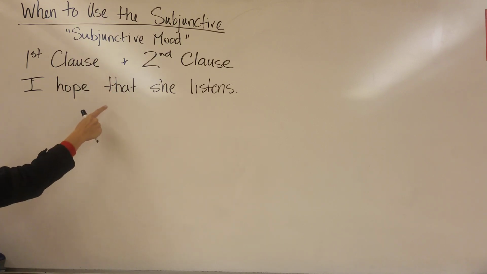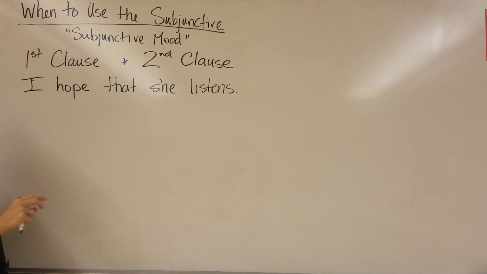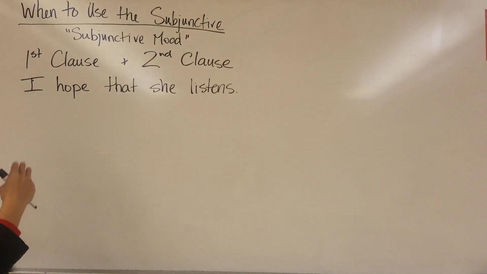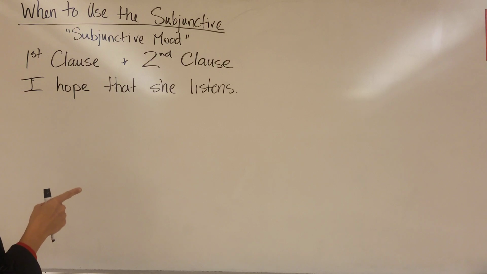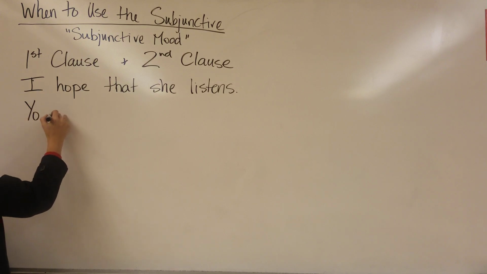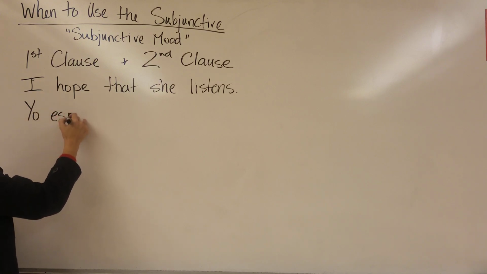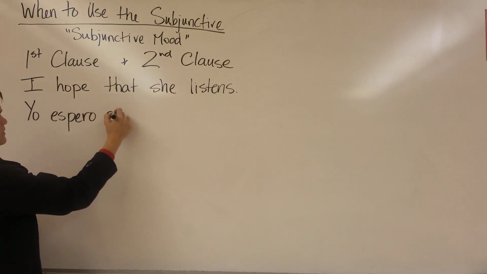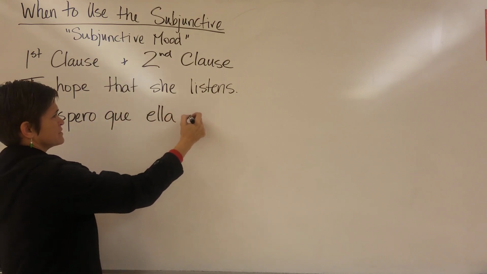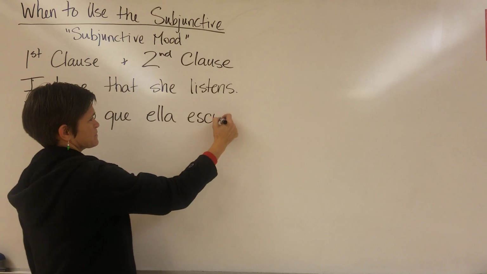And then we're going to use que as our intermediary, the word que for that, in between clause 1 and clause number 2. And that's what is going to give us our subjunctive mood. So yo espero que ella escuche.